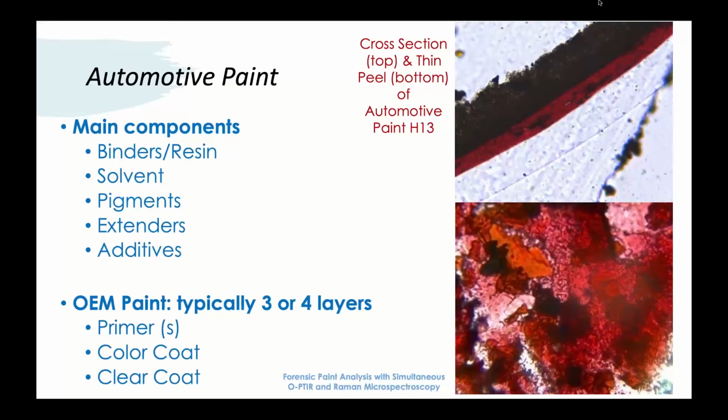Automotive paints also are applied in layers, and there are usually 3 to 4 layers in original equipment manufactured paints, or OEM paints. The top layer is a clear coat, which protects the inner layers. Then there's a color coat, and last comes the primer paints, which may have 2 different layers.